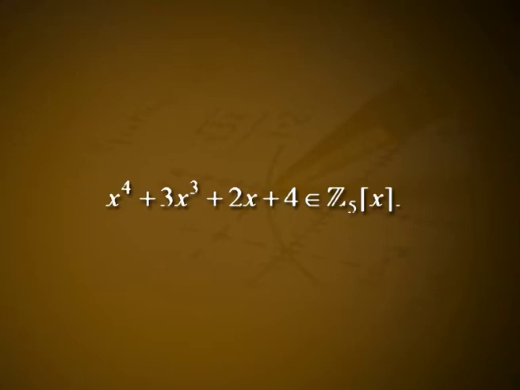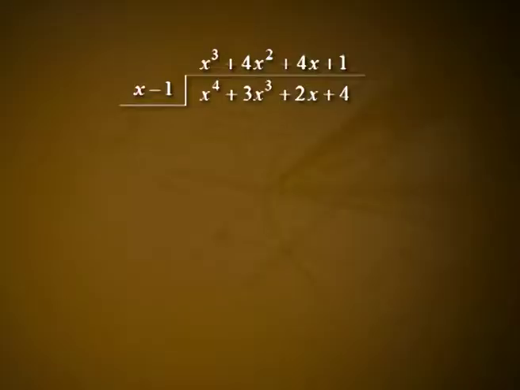Example 2. Working in Z5[x], by substitution it can be seen that 1 is a zero of x^4 + 3x^3 + 2x + 4 in Z5[x]. Thus, by Corollary 1 of the division algorithm theorem, we should be able to factor x^4 + 3x^3 + 2x + 4 into (x - 1) times q(x) in Z5[x]. Let us find the factorization by long division. x^4 + 3x^3 + 2x + 4 divided by x - 1.